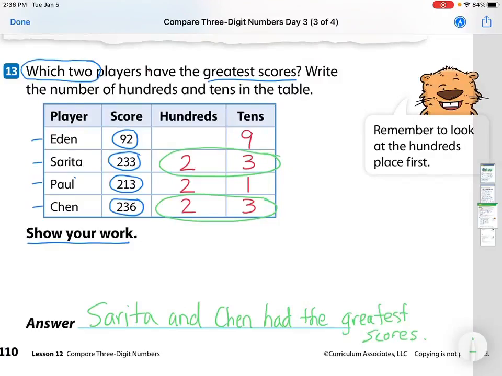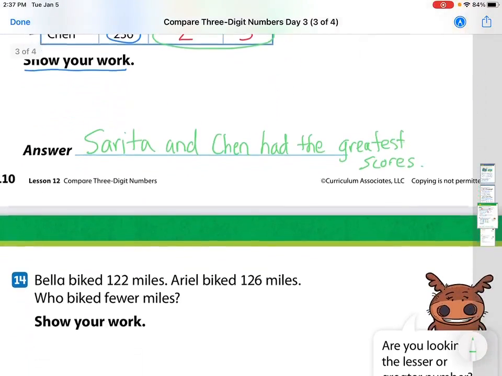Okay, we're back, and I hope that your chart looks like my chart. Eden had 92, so Eden had 0 hundreds, but he does have 9 tens. Sarita, her number was 233, so there were 2 hundreds and 3 tens. Paul had 2 hundreds and only 1 ten, and Chen had 2 hundreds and 3 tens. So these two were actually the same when we're only looking at hundreds and tens, and that gave us our two top scores, okay? So Sarita and Chen were the ones that had the greatest scores.